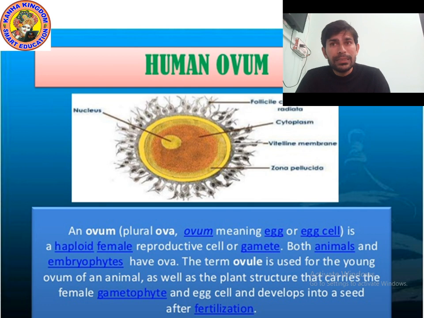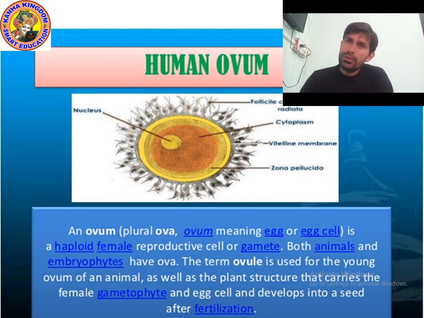Ovule is also used for the plant structure that carries the female gametophyte, or you can say the female cell. So what is the meaning of ovum? Ovum means egg, or egg cell.